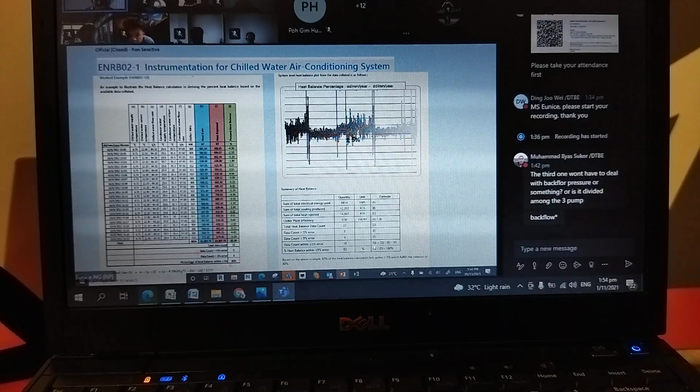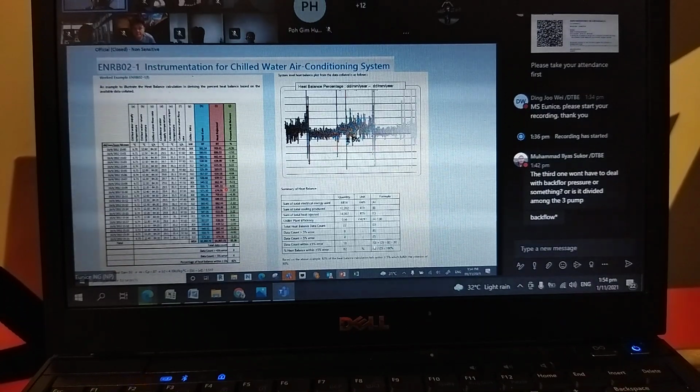So you can see this calculation here. The percentage of the heat balance within plus minus 5% is 82%. That means this building passes the heat balance test. You can put the heat balance test onto a graph, with the plus minus 5% drawn into the graph. Those that have spikes, maybe on that day the sensor reading was not so accurate, so they will produce one or two results that are not within plus minus 5%. So this is what is meant by the heat balance test.